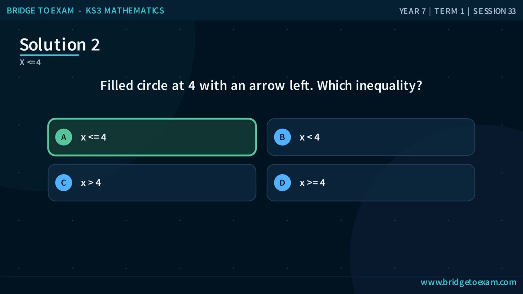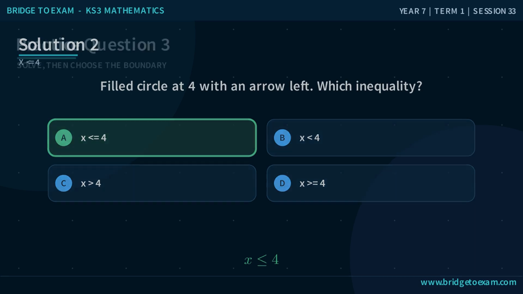Option A is correct. x is less than or equal to 4. The filled circle includes 4, and the left arrow includes every smaller value.